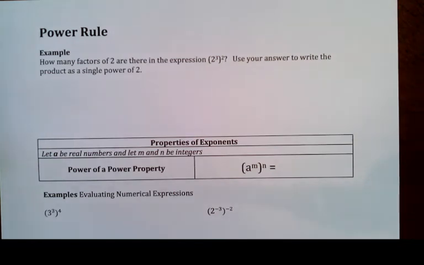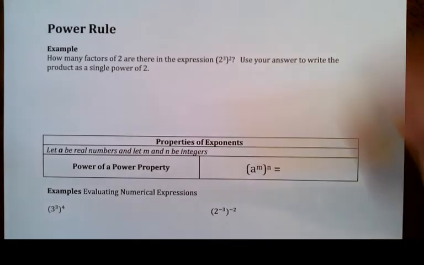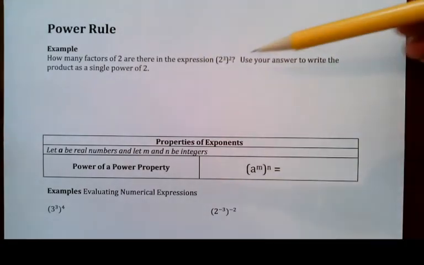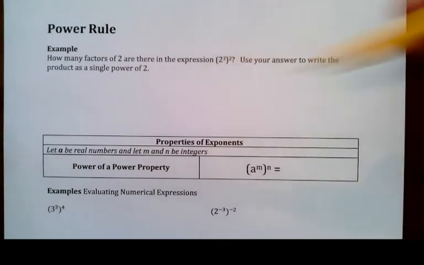Okay, so today we're going to look at the power rule. For the first example, we're going to derive it and get this property down here, and then we'll do 4 examples. So on the top here it says, how many factors of 2 are there in the expression 2 to the third squared? Use your answer to write the product of a single power of 2.